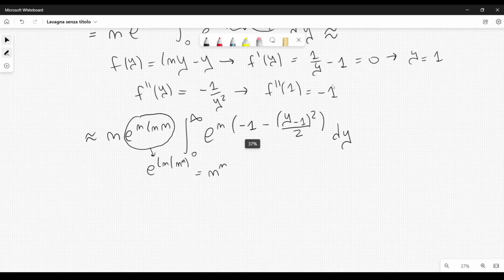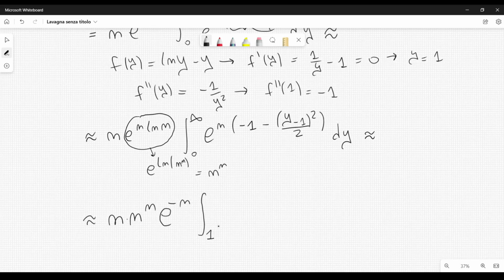Now we are going to make another approximation at this step. This is approximately equal to n to the power n here. We also have e to the power minus n from here, so we can put it out of the integral, e to the minus n. And then we are going to integrate in principle from 0 to infinity. But since we are carrying out an integration near the maximum, we can also start from the maximum itself, 1. We can go from 1 to infinity. This will allow us to find the closed form expression for this integral.